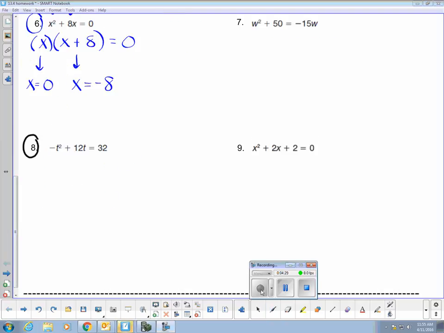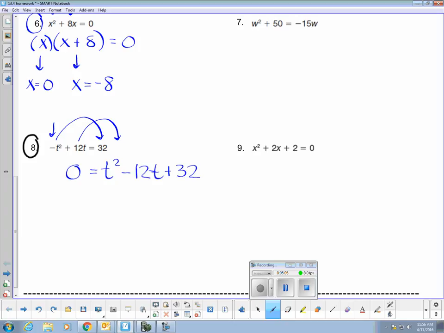Number 8. So what I noticed about number 8 is I just am not liking this -t². I like my t² to be positive. So I'm going to begin this problem by bringing -t² over to the right side. And I'm also going to bring this +12 over to the right side. And I'm going to rewrite this in standard form. -t² to the other side becomes +t². +12 to the other side becomes -12t. 32 remains on the right side, and I'm going to set that all equal to 0.